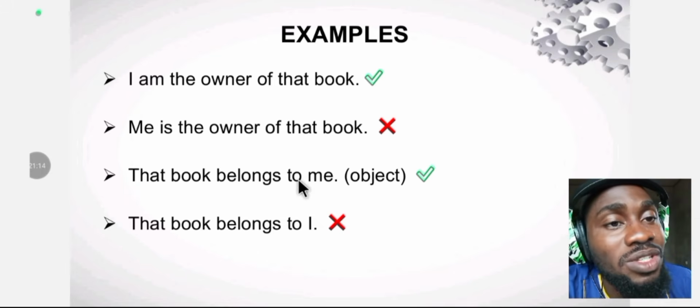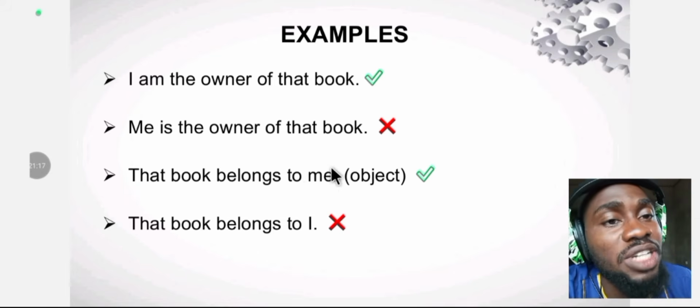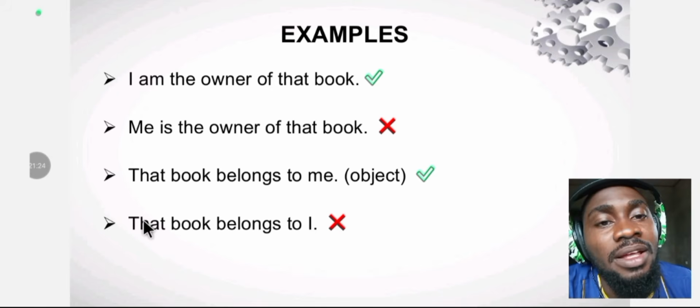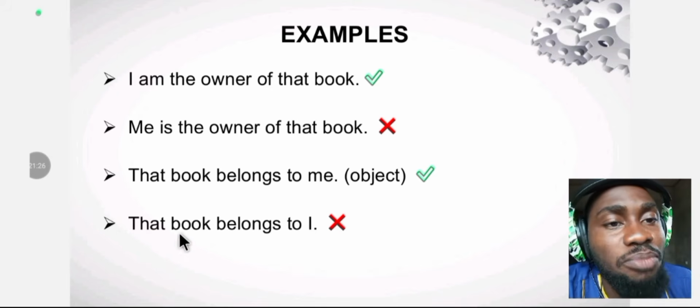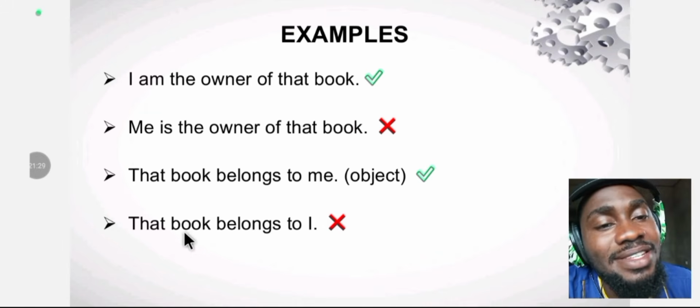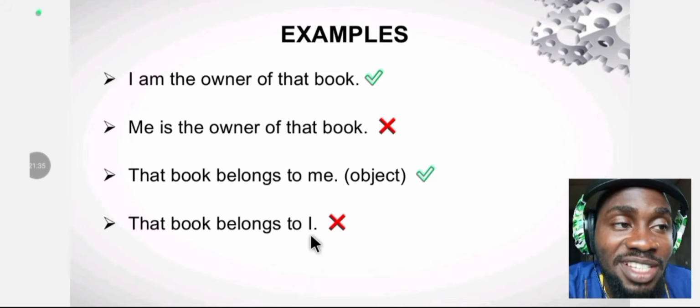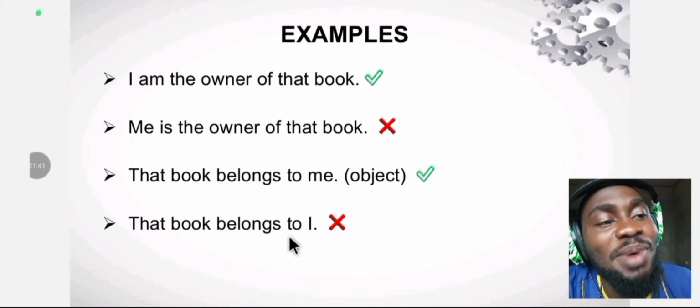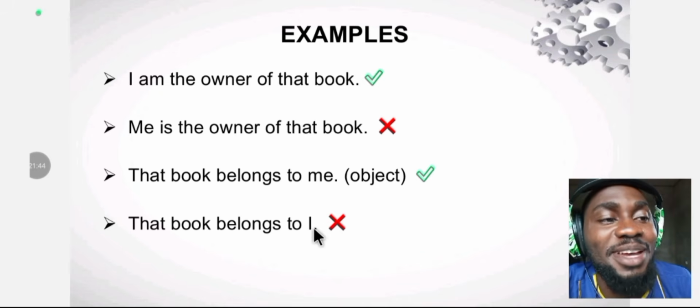Why? Because me here is occupying the what? The object position, which is after the verb on the right hand side. The verb here is belongs. Looking at the next example, "that book belongs to I," which is wrong. Why is it wrong? Because we have I here, which is supposed to be on the subject position, occupying the object position. Belongs is the verb. So I is occupying the object position on the right hand side of the verb, making the sentence wrong.